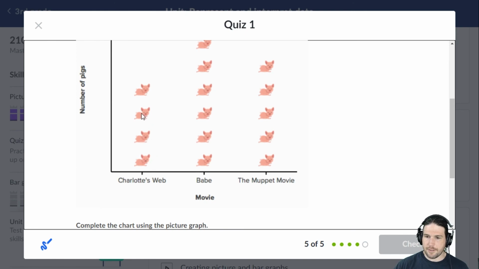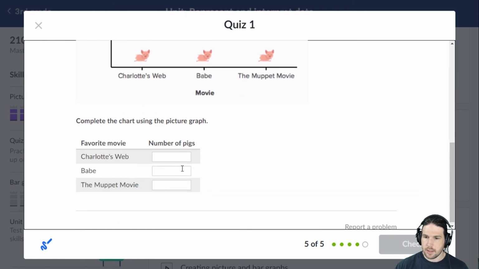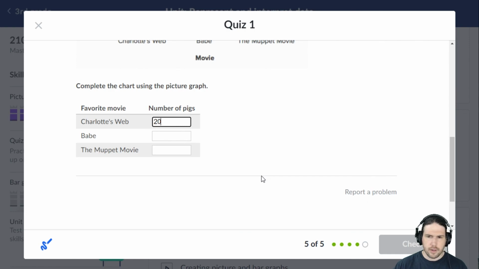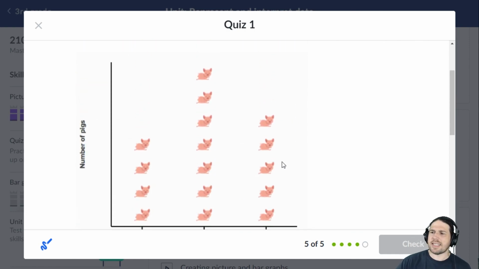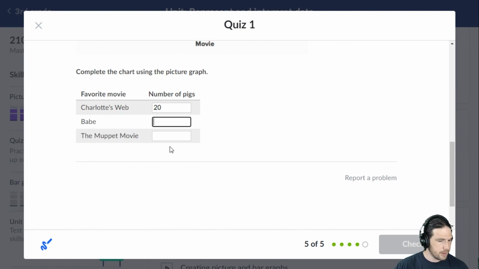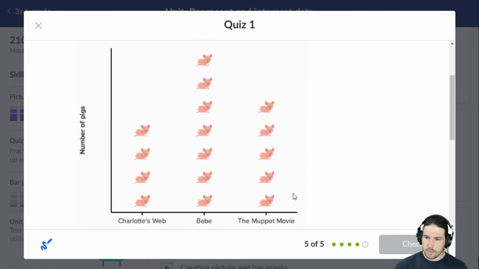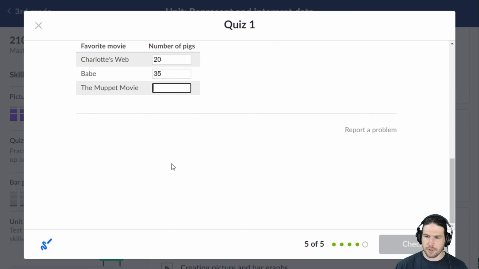It's 5, 10, 15, 20 pigs. I find with 5s and 10s, it's easy enough to just count by 5s and 10s that I don't have to do the multiplication. That was 20, 25, 30, 35 on Babe. And then 5, 10, 15, 20, 25 on the Muppet Movie.